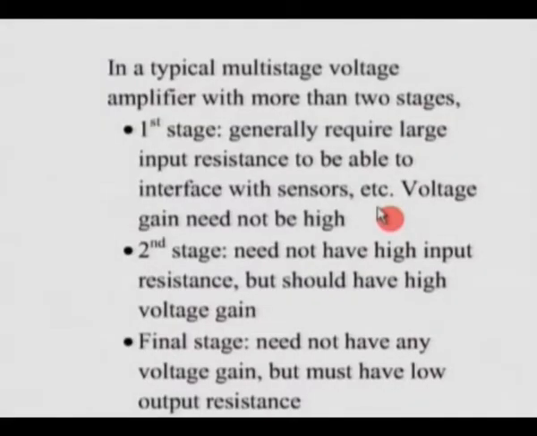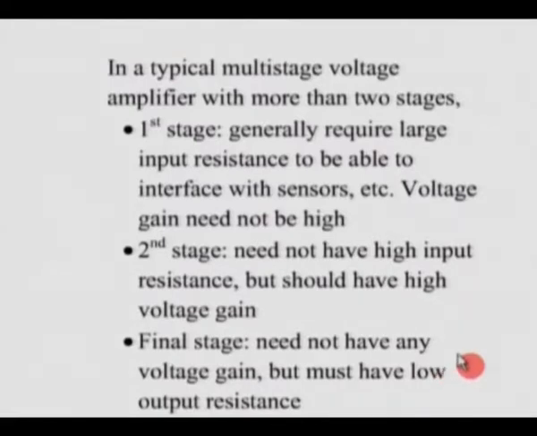When you talk about the second stage in almost all multi-stage amplifiers, there is no requirement to have a high input resistance, but that stage must provide very high voltage gain. So the main requirement as far as the second stage of a multi-stage amplifier in a practical situation is to have very high gain, and it need not have high input resistance. Now again, coming to the final stage, the main purpose of that final stage is to interface with the output load.